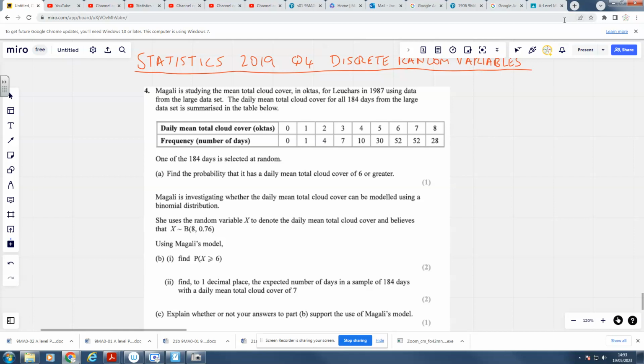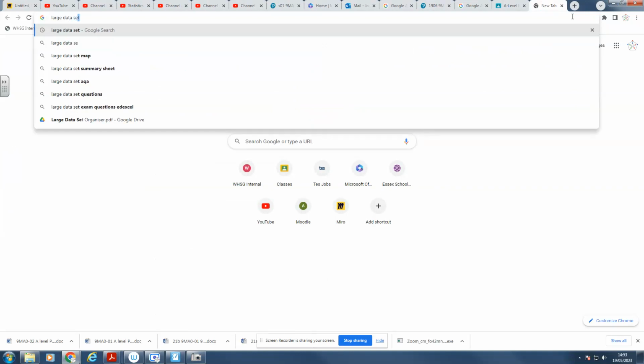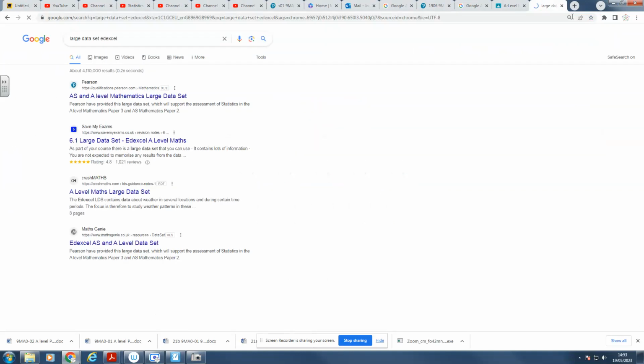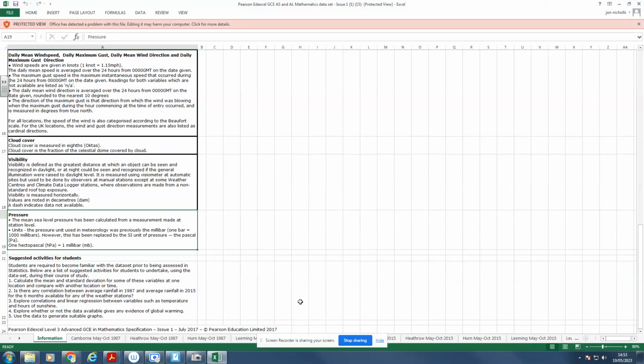Can I just give you a bit of advice? In terms of practicing for large data set questions, can I suggest that you get a copy of the large data set? I'm just going to quickly show you where I get them from. Look at the front page of the Excel spreadsheet. The front page tells you exactly what you need to know. That's what you should be looking at.